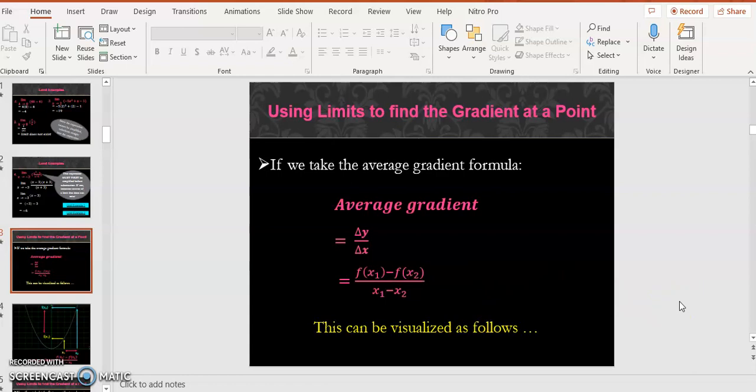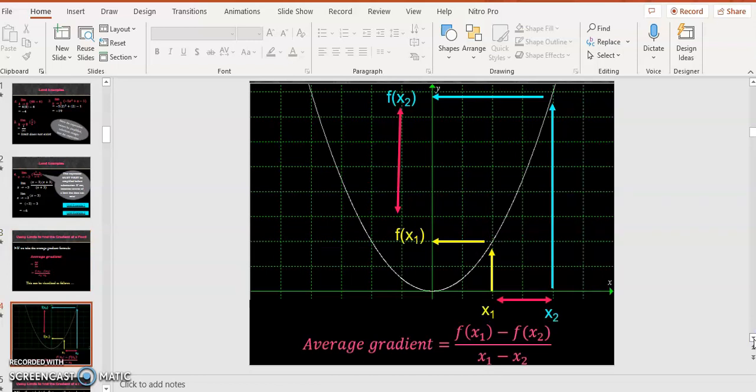Now we want to use the limits to find the gradient at a point. When we're finding the average gradient, we didn't use the limits. We didn't include the limits because we're trying to find the average gradient. But we want the gradient at a point. So we know average gradient is this. So it's changing y over changing x. That will help us to find the average gradient of 2 points, like this point and this point.